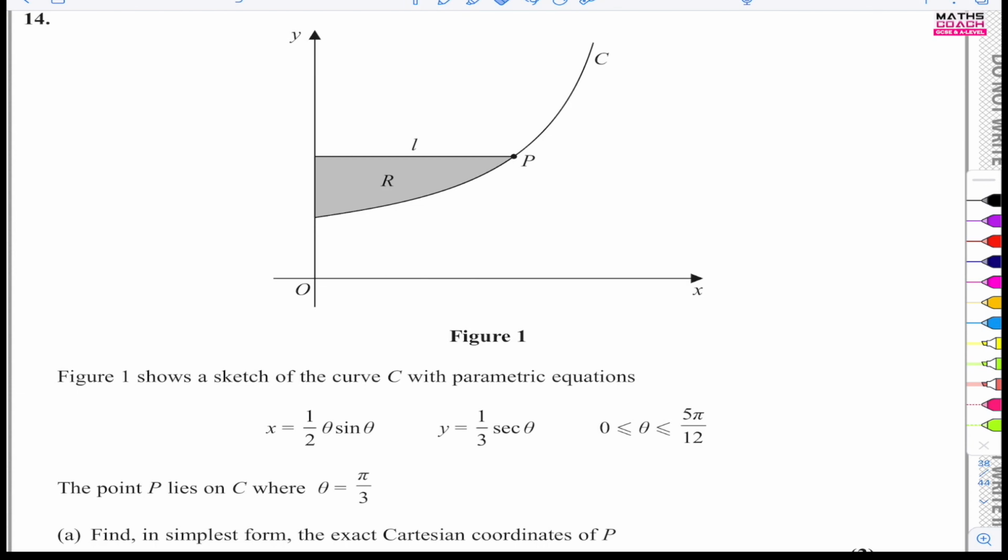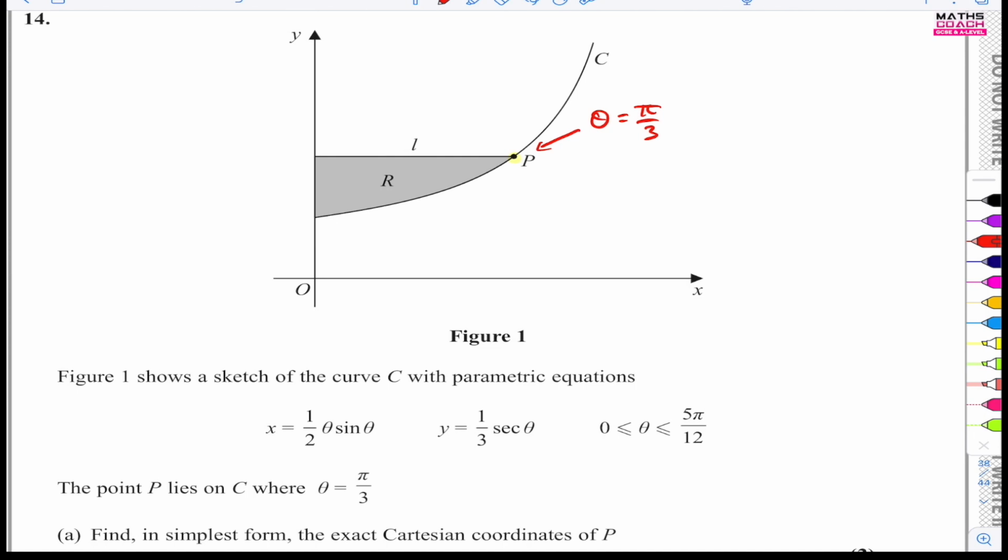Question 14. Figure 1 shows a sketch of a curve with parametric equations x equals a half theta times sine theta and y equals 1/3 of sec theta, and theta is between 0 and 5 pi by 12. So that's the domain value for theta given. Point P lies on the curve where theta equals pi by 3. So point P, which is here, at this point we know that the theta value equals pi by 3, and we're asked to find in the simplest form the exact coordinates of point P.